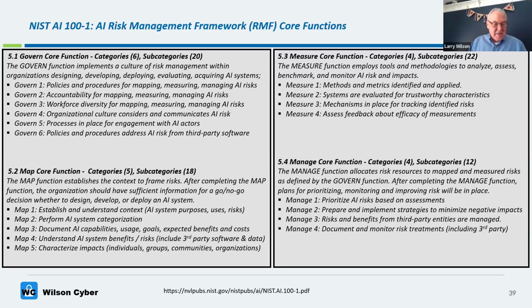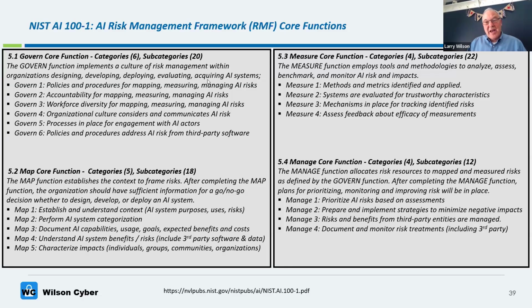Map 4, understand the system benefits and the risks, the third-party risks, and then characterize the impacts individuals, groups, communities, and organizations. Next, we have the measure function, which includes 4 categories, 22 subcategories. It employs tools and methodologies to analyze, assess, benchmark, and monitor risk. Measure 1, methods and metrics are identified. How are we going to measure?